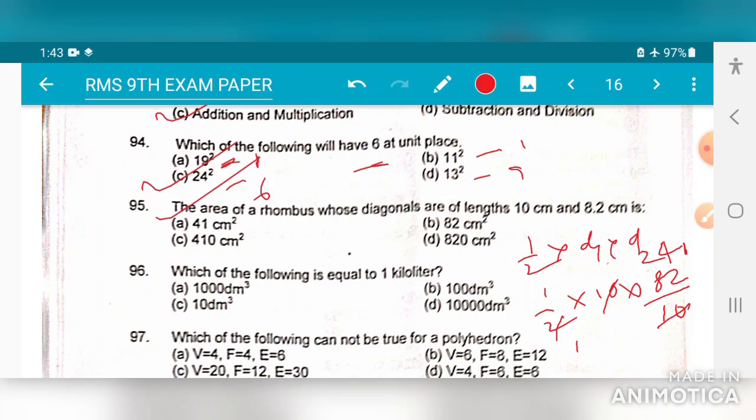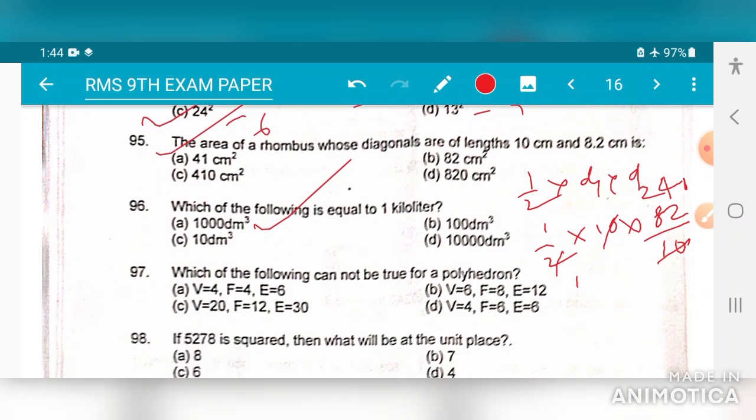Next, which of the following is equal to 1 kiloliter? 1 kiloliter is equal to 1000 dm cube. This 1000 decimeters, decameter, not decimeter.